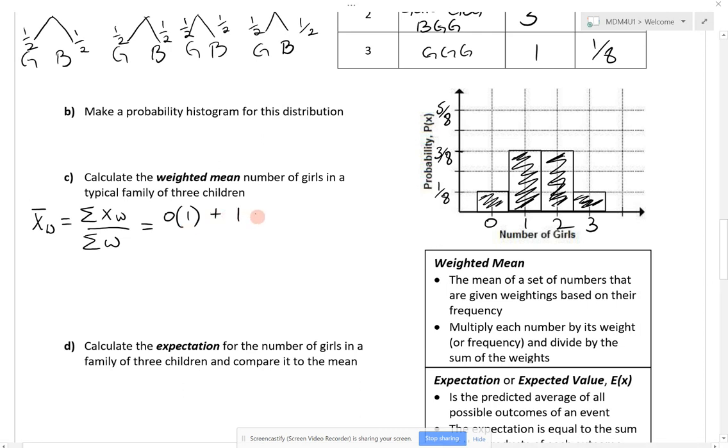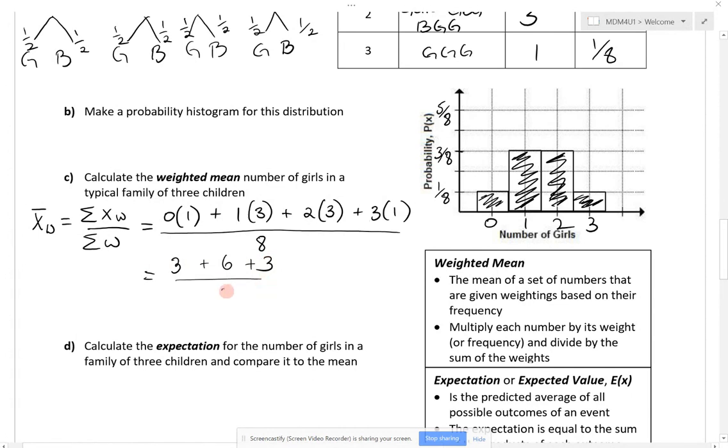If we have 1 girl, then we have three outcomes for that, so 1 times 3. Plus 2 girls, again 3 outcomes for that, so 2 times 3. And for 3 girls, there is 1 outcome for that, so 3 times 1. Divide that by the total number of outcomes, 8. So in this case, the weight is the number of outcomes, because it gives us the weight of each value. Altogether we have 3 plus 6 plus 3 divided by 8, which is 12 over 8, or 1.5. So the mean, the average value, is 1.5 girls per family with 3 children.